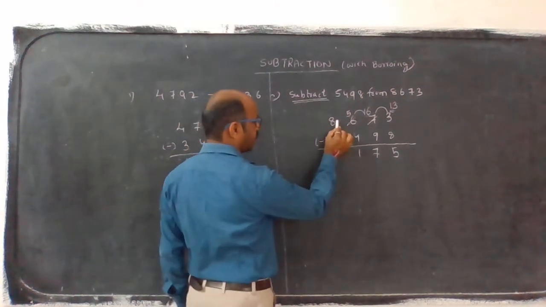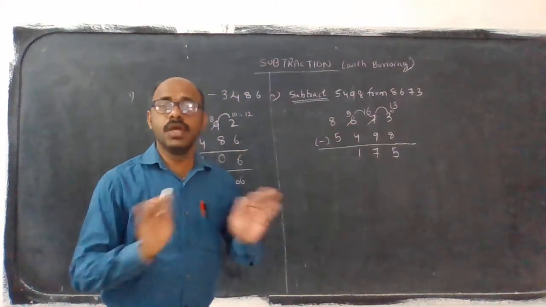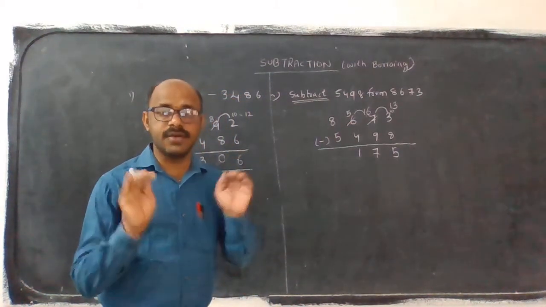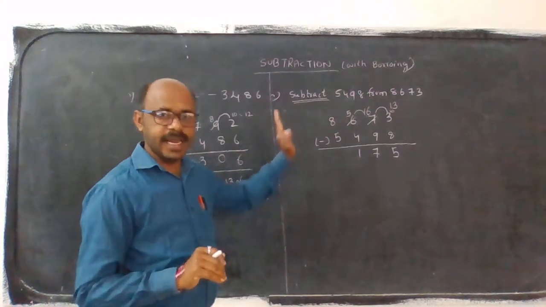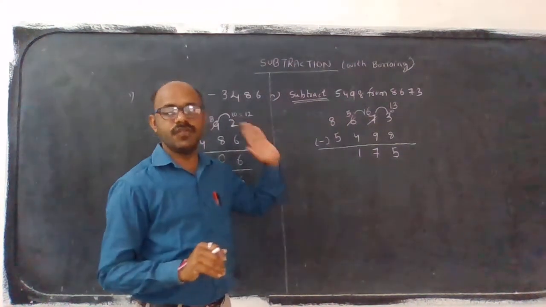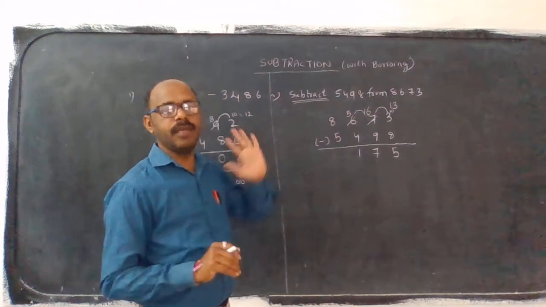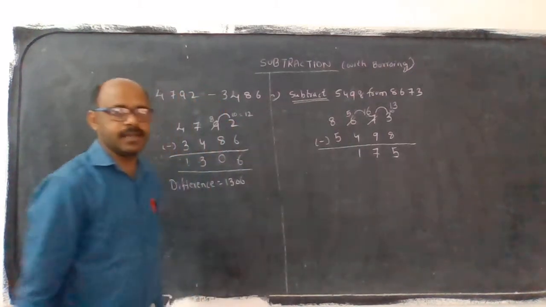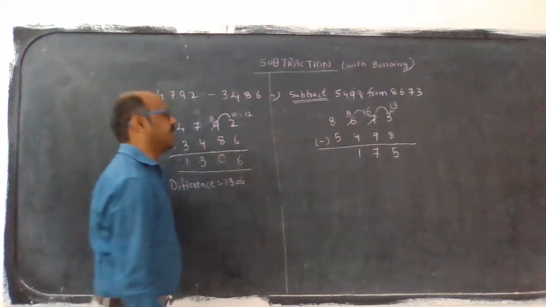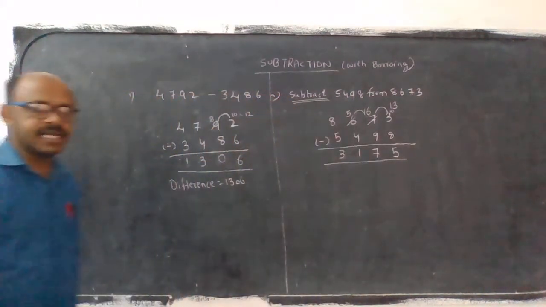We did not borrow from the 8 on that side. 8 stays stable, 8 only. Don't write a number before it, because we are not taking a borrow from the 8. 8 should be 8 only. If you are taking a borrow only, it will be converted. Otherwise, the value will be the same. So now it will be 8 minus 5. So 8 minus 5 is 3.